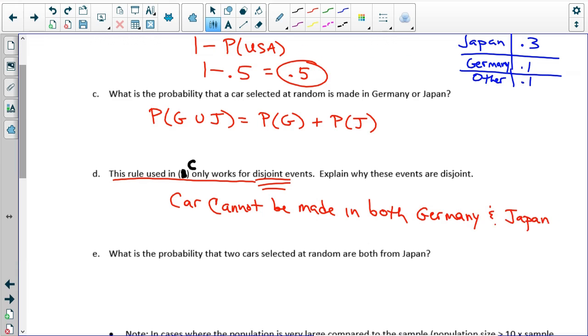Now, technically, could parts be made in one country and another part be made in another country? Yes, but when we're speaking of make of car or where it's made, we're typically referring to the type of automobile. So a German automobile, a Japanese automobile, or an American automobile. So Germany is 0.1, Japanese is 0.3. So the answer is 0.4.